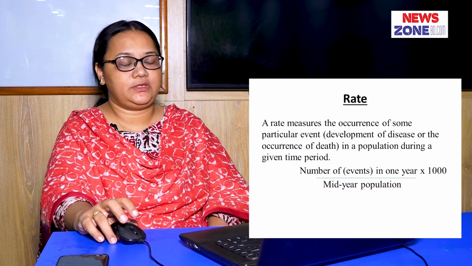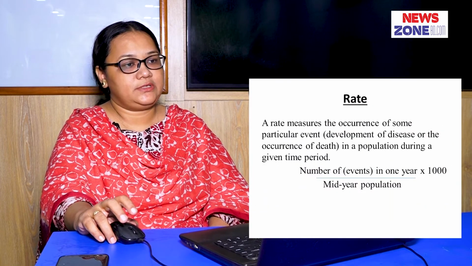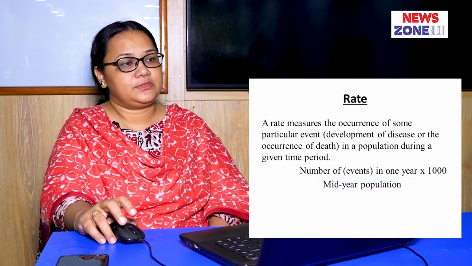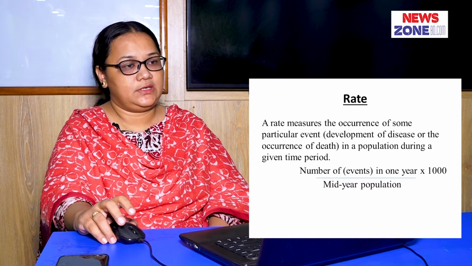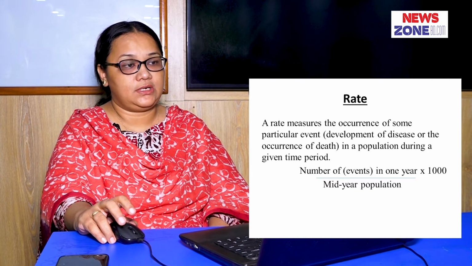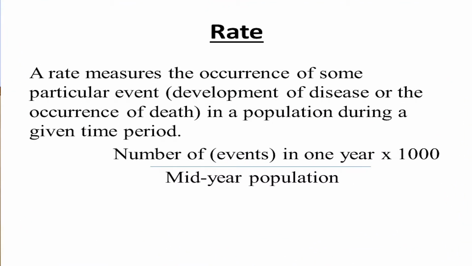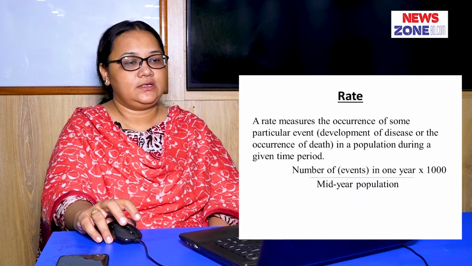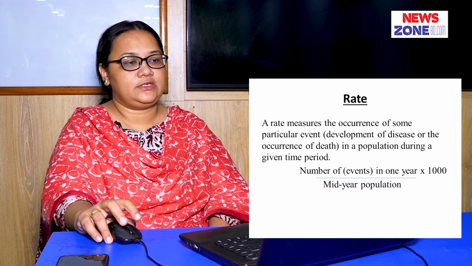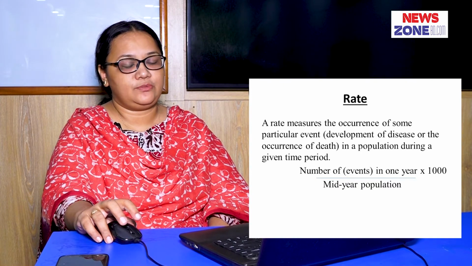Now we see what is rate. What do you mean by rate? A rate measures the occurrence of some particular event, development of disease, or the occurrence of death in a population during a given time period. That is calculated by number of events in 1 year divided by mid-year population multiplied by 1000. This is the number of events in 1 year, it's the numerator, and the denominator is the mid-year population.